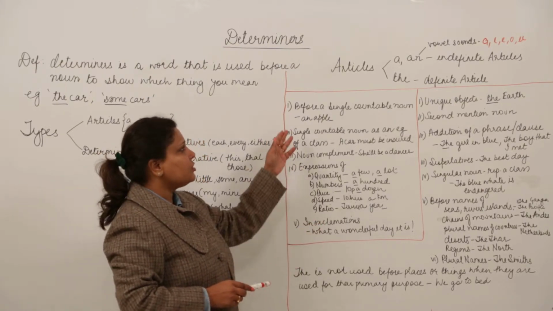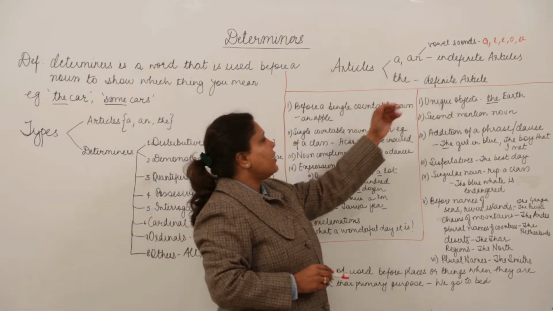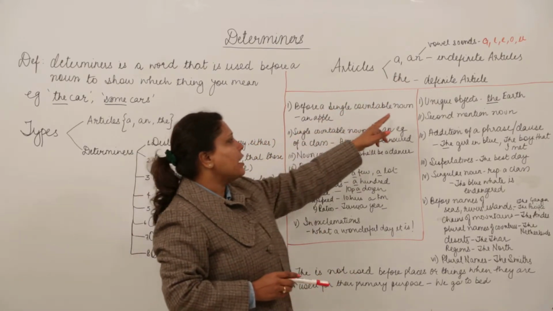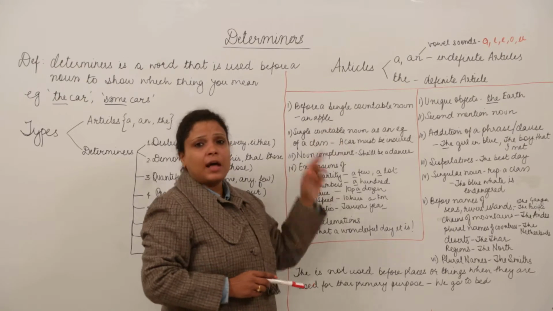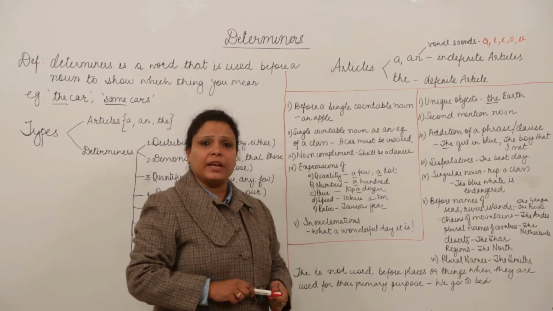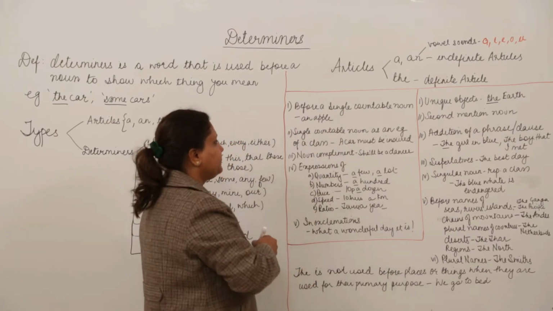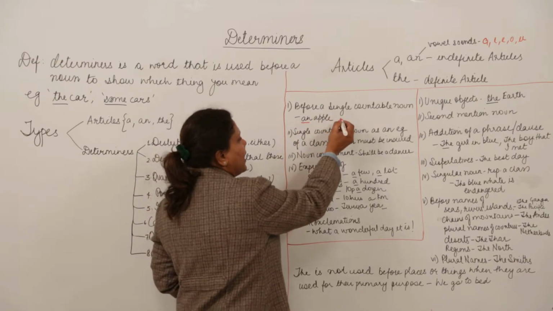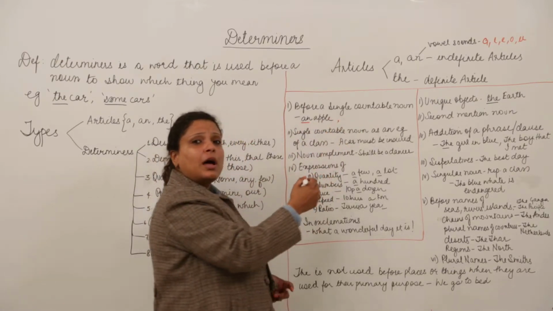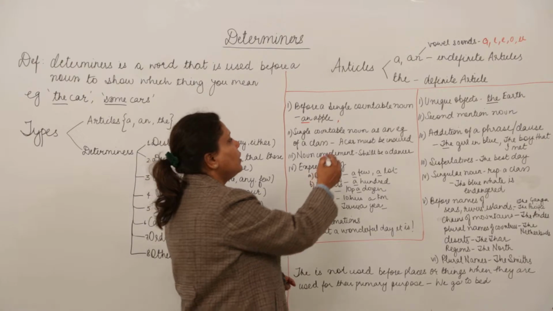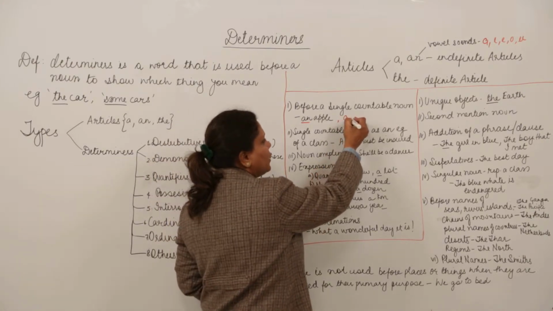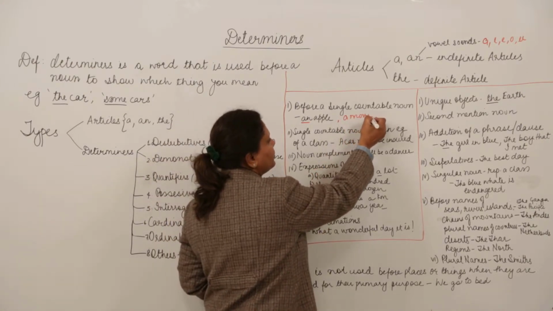Let's come to the usage of indefinite articles. They are used before a single countable noun, just like I told you, an apple. I want to eat an apple today. So you will write an. Similarly, I want to eat an orange, or I want to go to a movie. So it will be a movie.